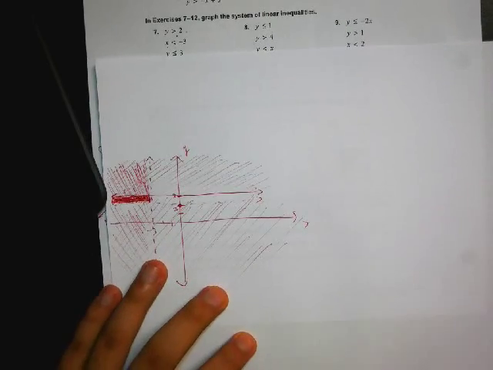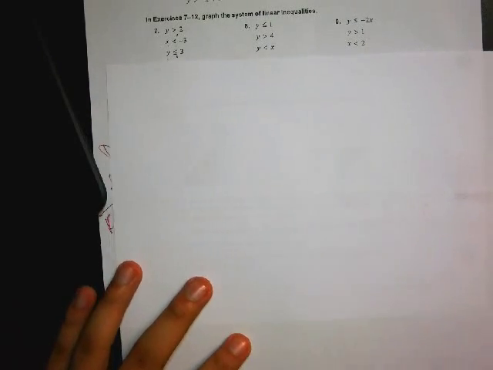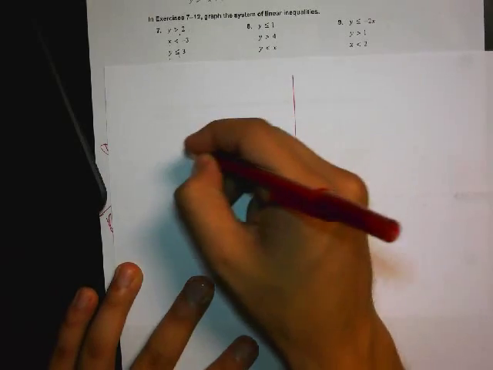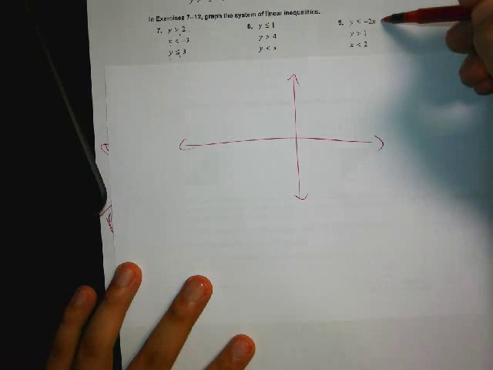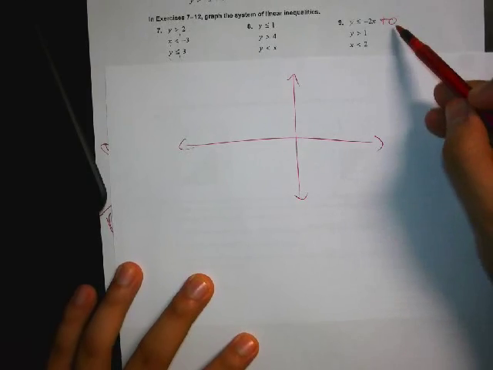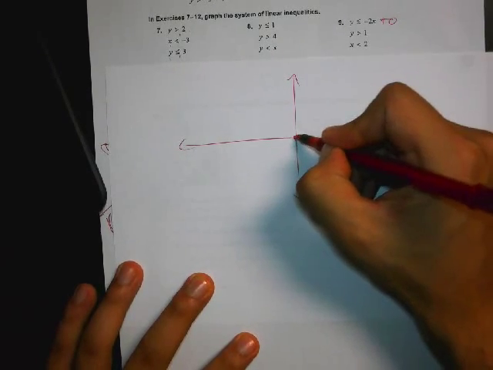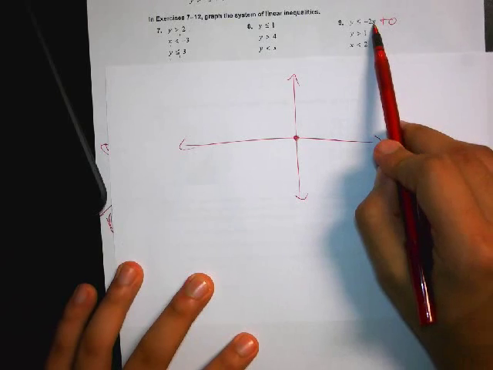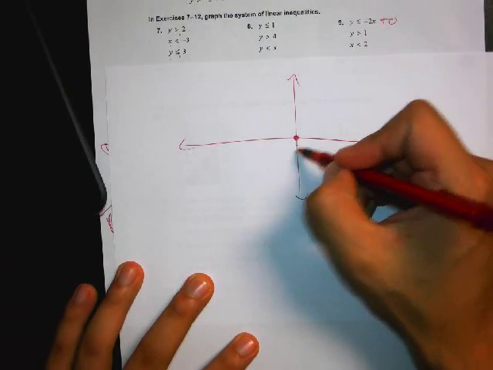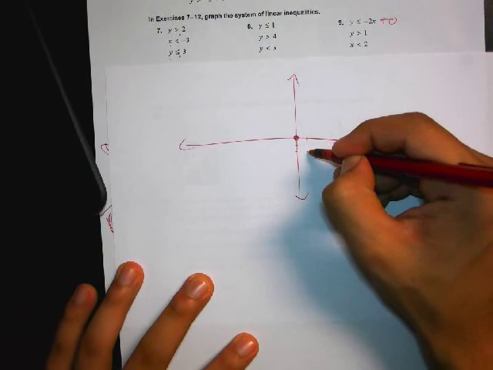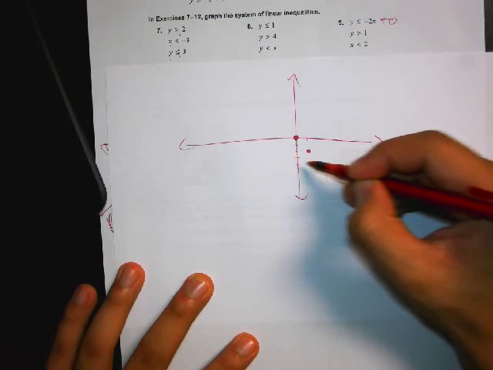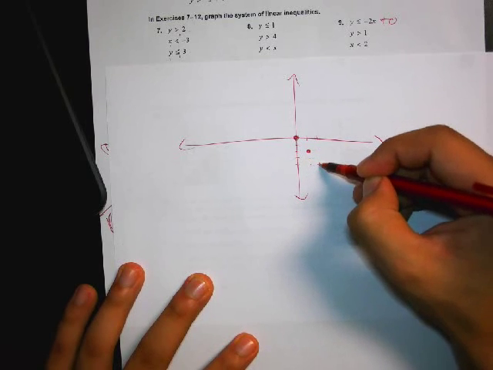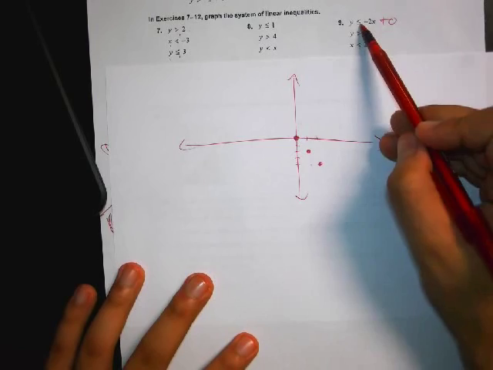Alright, number 9. I'm going to the back of this one. Again, we're still graphing. First one I see is y is less than or equal to -2x. This one I do have a slope. However, my y-intercept here is 0. So I start at 0, and I go down 2 and over 1. There's my other point. There's an equal sign, so it's going to be a solid line.